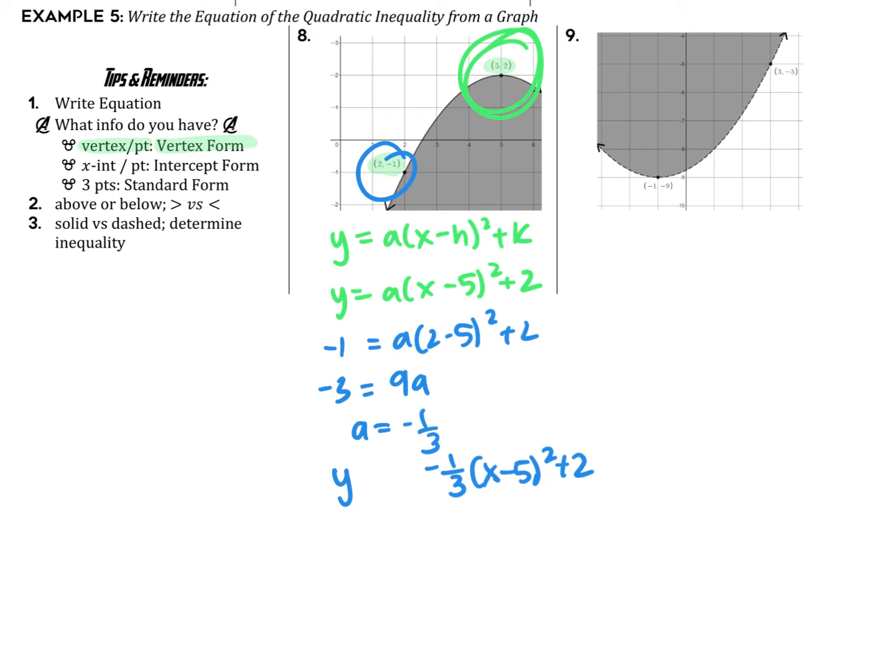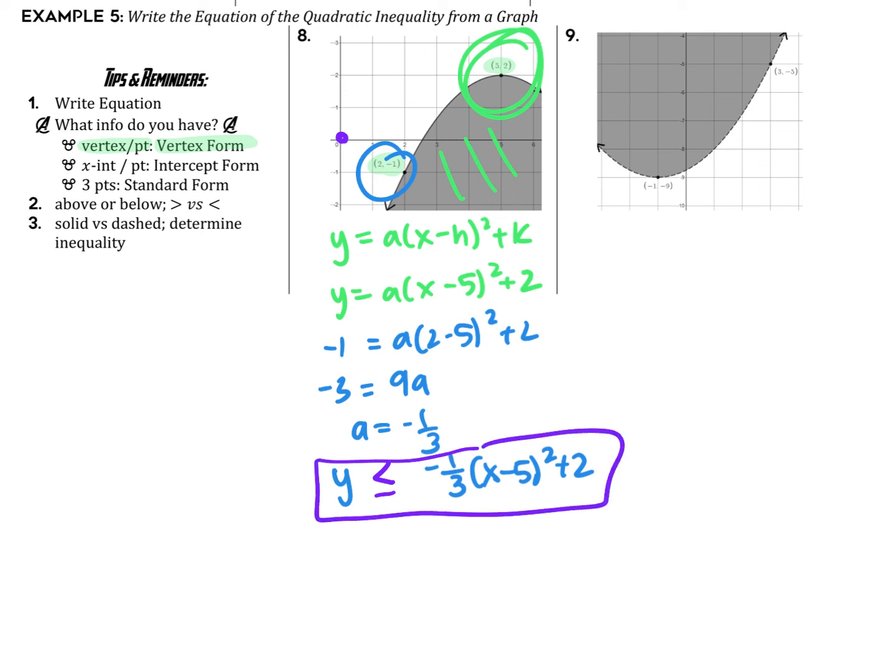So the next question I'm going to ask myself is, is it shaded above or below? And this graph is shaded below down here. So that means it's going to be a less than. Is it going to be less than or equal to? Well, it appears to be a solid line, so it's going to be less than or equal to. Then I can test a point like (0, 0). (0, 0) should not work when I plug it in. And that's true, it's not going to work. So this is going to be my quadratic inequality.